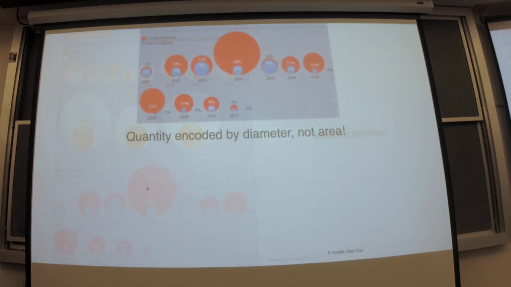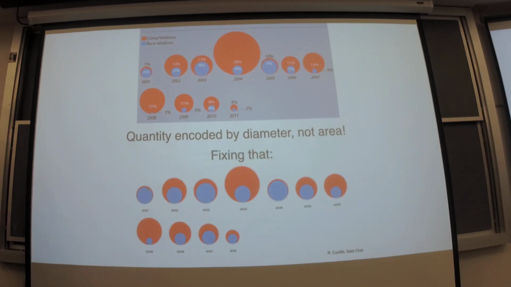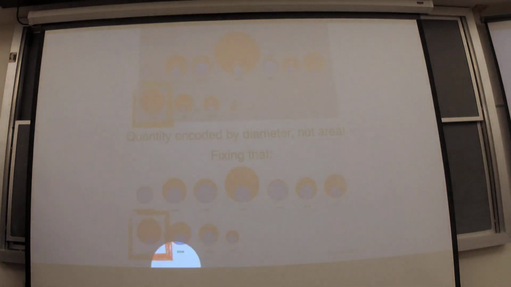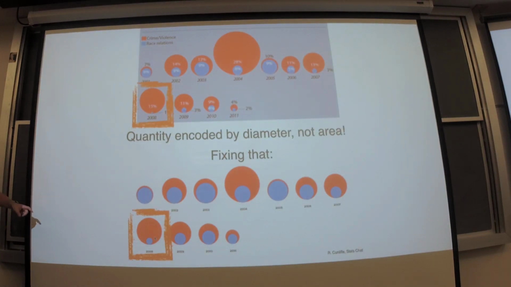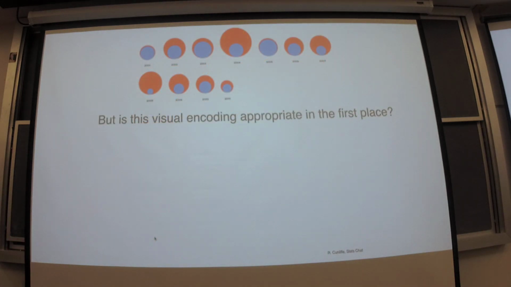Okay, so here's a redesign that somebody else has done. First, like we all saw or identified correctly, the quantities here are encoded by diameter, not by area. If I did do this by area, then we can simply fix that, and that would be this representation. But as we also discussed, this isn't necessarily the best idea in the first place. So just for reference, this is how it looks in the original chart, and this is how it looks in the fixed radius chart. You can actually see that this 1% bubble is much bigger than you would have expected. But is this visual encoding appropriate in the first place?